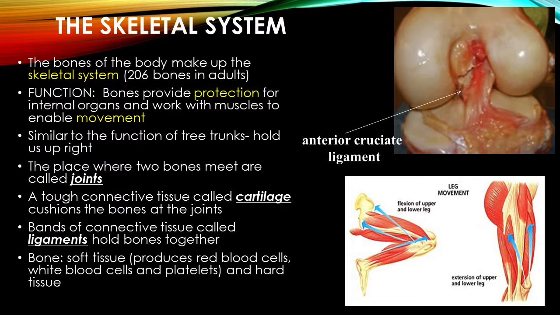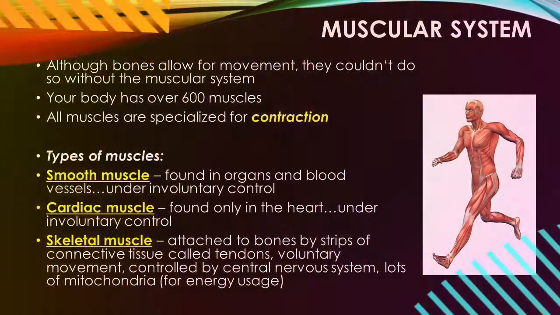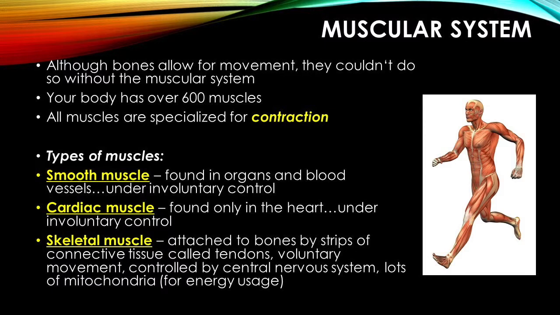Our bones also play a huge role in the synthesis of red and white blood cells. Even though our bones allow for movement, we wouldn't be able to move at all without the muscular system. Your body has over 600 muscles. These muscles are specialized for contraction, which is the tightening of a muscle.